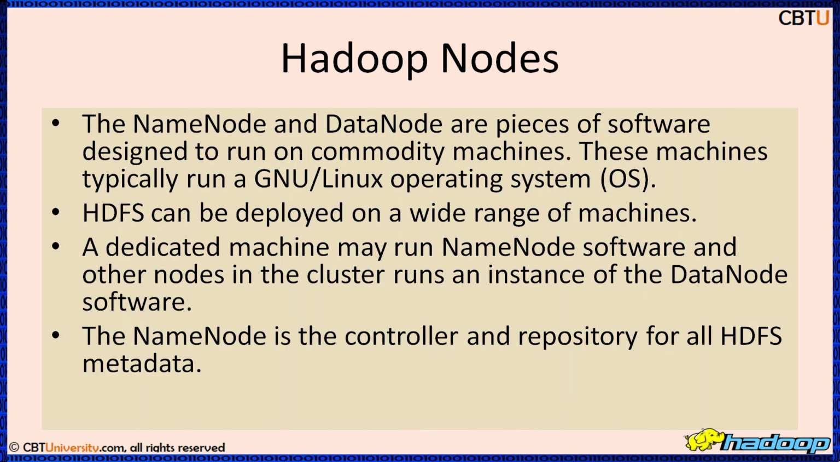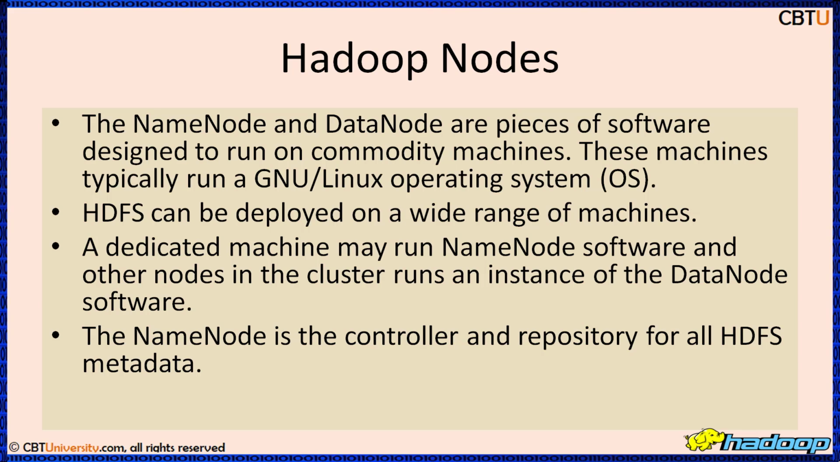The name node and data node are pieces of software designed to run on commodity machines. These machines typically run a GNU Linux operating system. HDFS can be deployed on a wide range of machines. HDFS is built using the Java language. Name node or the data node can run on any machine that supports Java.